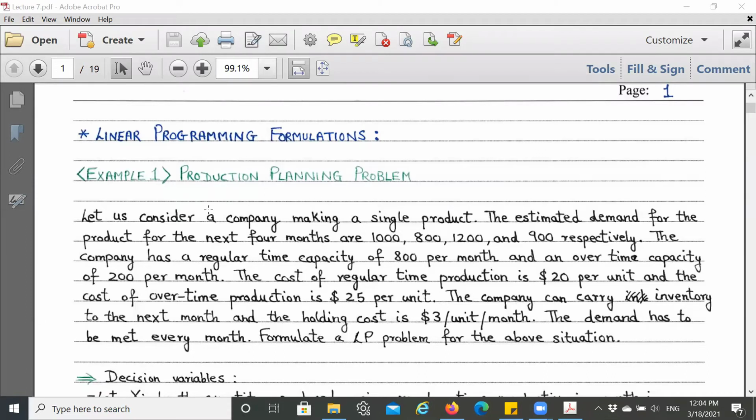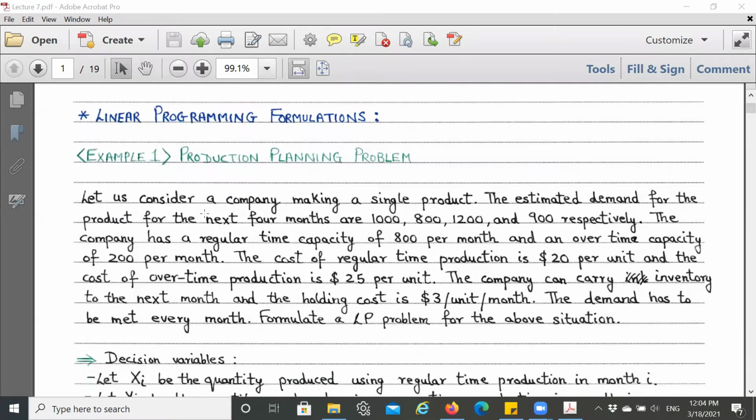Before that, I've just put up some more examples on LP formulations because in your exam or quiz, you may expect some problem given to you, which you should convert into an LP form. So I've got some more for you over here before we get into duality, okay?